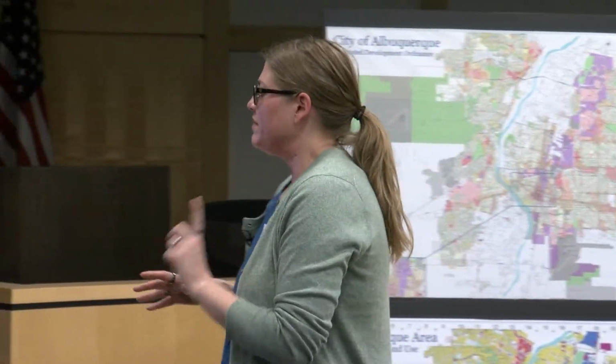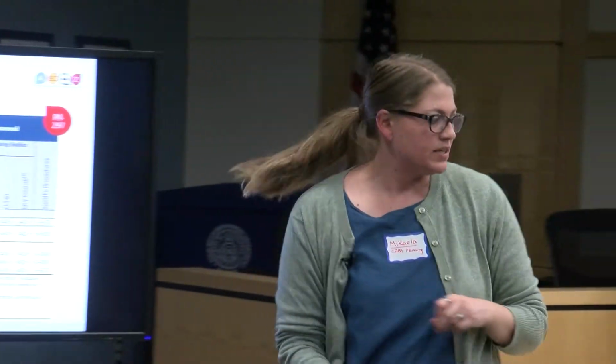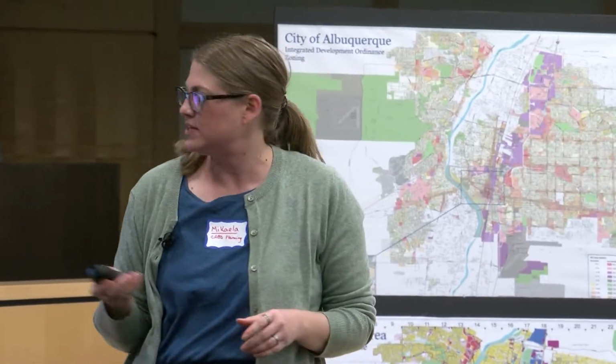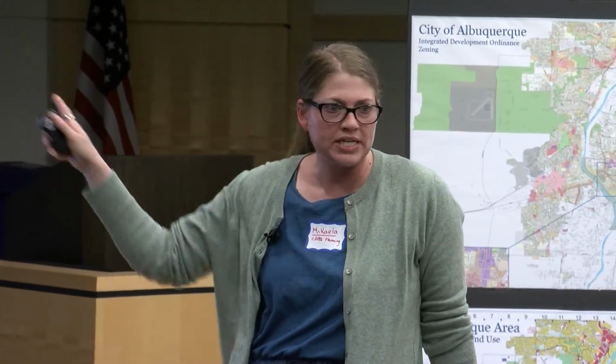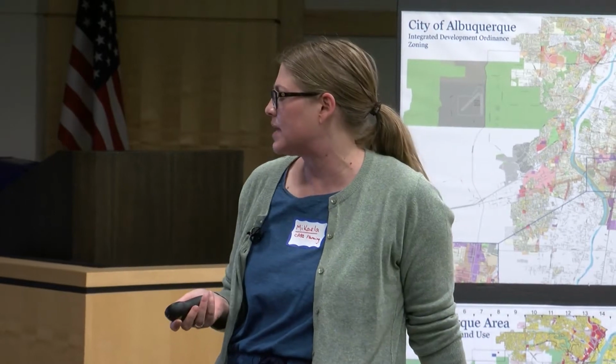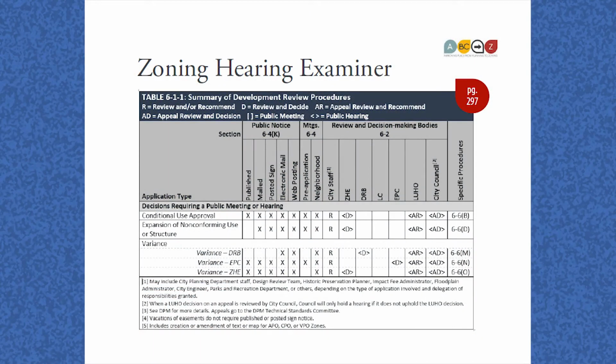Okay, variances I think we already talked about, so I'm going to move us ahead in the interest of time, but just note that that variance, ZHE, we're talking about that same zoning hearing examiner. Table 611 is really your friend, so please get familiar with the idea that you come here, you look for what the approval is, you look at the notice, you look at what meetings are required, and you look at who's making that decision. The last columns are really going to tell you, how do I do my appeal? If I'm going to appeal that decision, who's going to first review it? That's the R. And who's going to make the decision? That's the D.